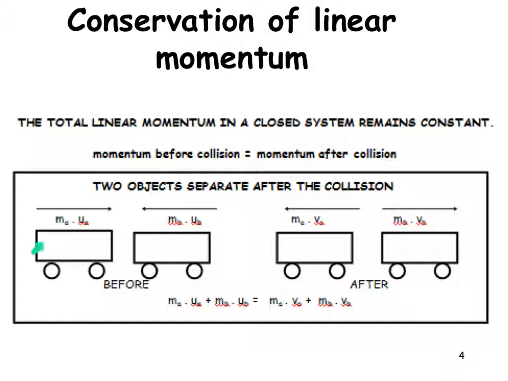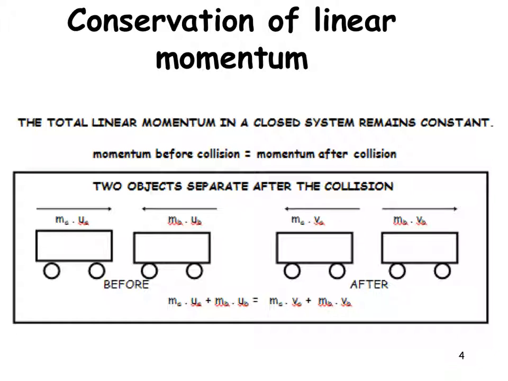So we've got these two little cars, and they're moving towards each other. Before they collide, they've got a mass, both of them, and they've also both got a velocity. Now they bash into each other and they separate afterwards. Look at the arrows going in opposite directions. They've got a mass and a velocity. I've made the initial velocities little u's, and I've made the final velocities little v's.